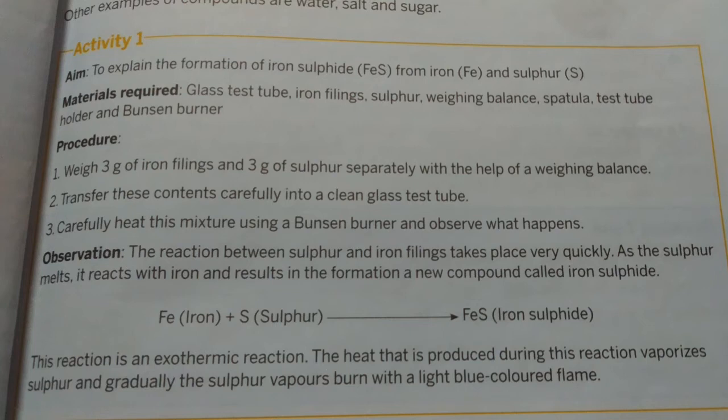Now, this reaction is an exothermic reaction. What is an exothermic reaction? An exothermic reaction is a reaction in which energy is evolved in the form of heat. With this heat, it facilitates the vaporization of sulfur, and gradually the sulfur vapors burn with a blue colored flame. So this is how the formation of a compound known as iron sulfide takes place from iron and sulfur.